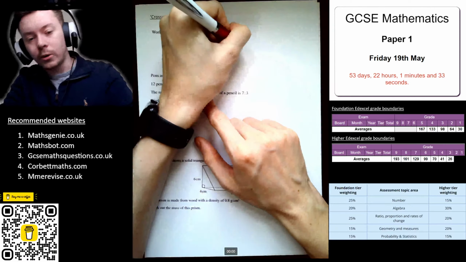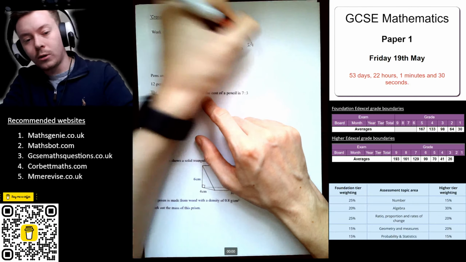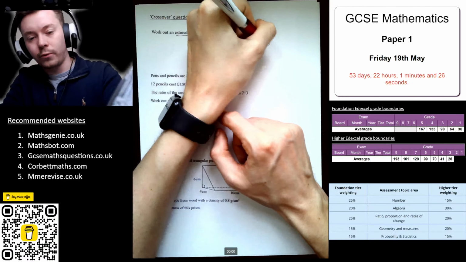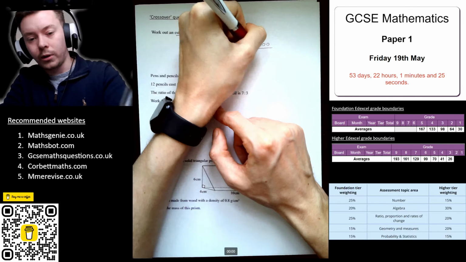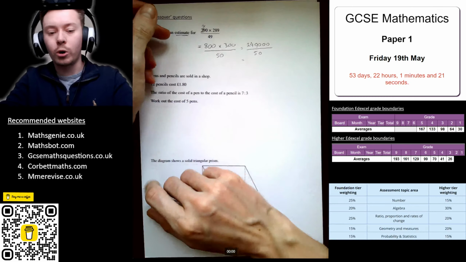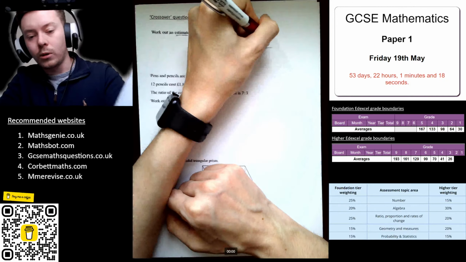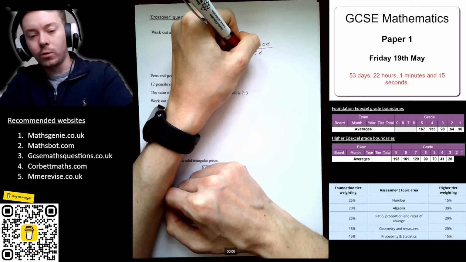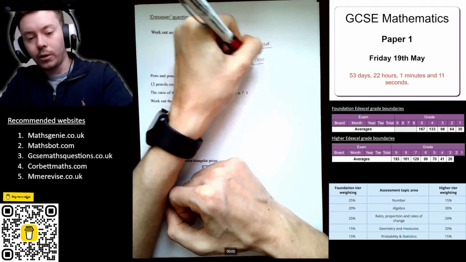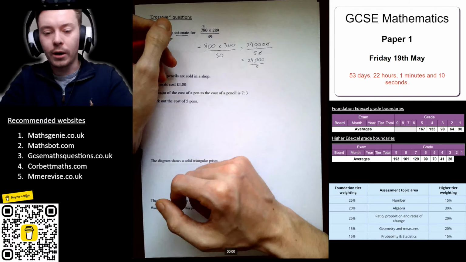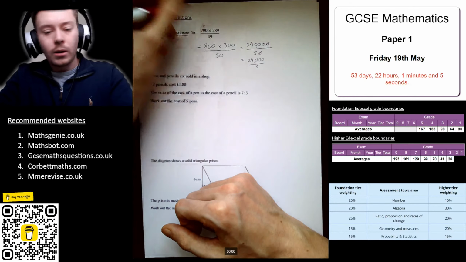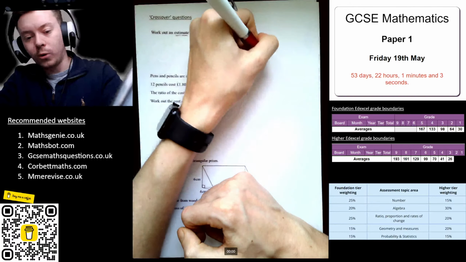So 8 times by 3 is 24, and we've got 4 zeros. So 240,000 divided by 50. Now what we can do is divide top and bottom here by 10, and that will essentially cancel out one of these zeros. So we get 24,000 divided by 5. And at this point, I'm probably going to want to use the bus stop method to work this out.